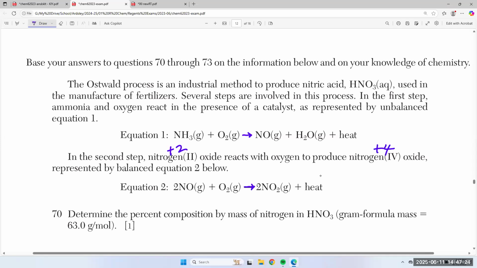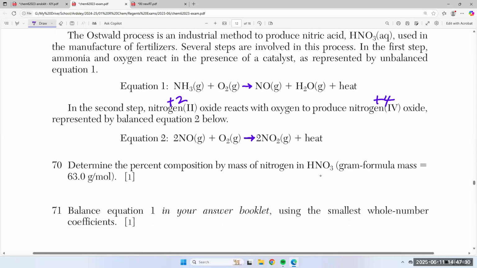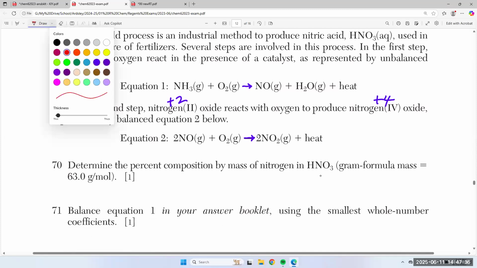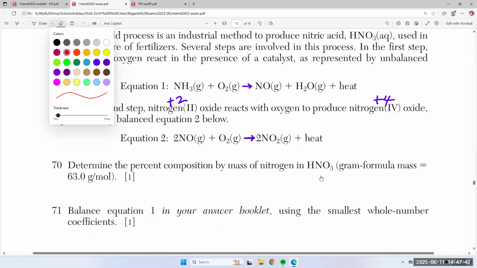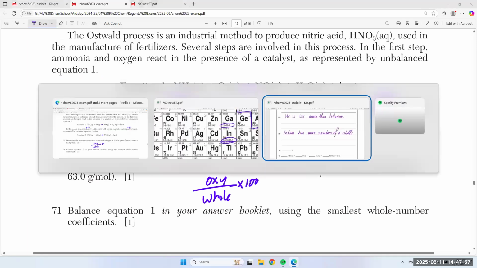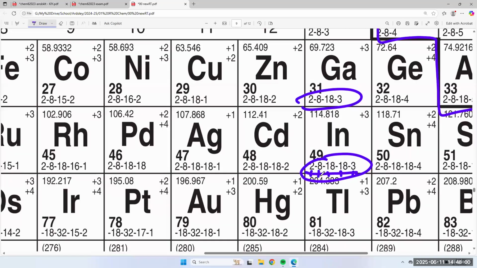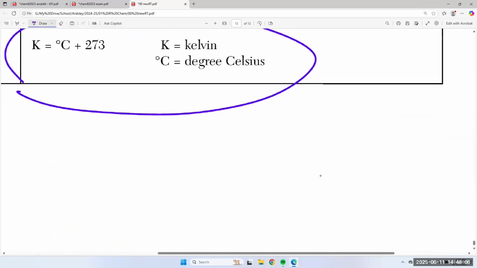Determine the percent composition by mass of nitrogen in HNO3. What does that mean? Guys, this question, number 70, has absolutely nothing to do with the rest of that passage. That's what I want you to know. So let's go. Again, you should know the formula: the part over the whole times 100. If you forget, again, I'm sorry if I'm making you feel bad because you didn't memorize it. I'm telling you right now, just memorize it.